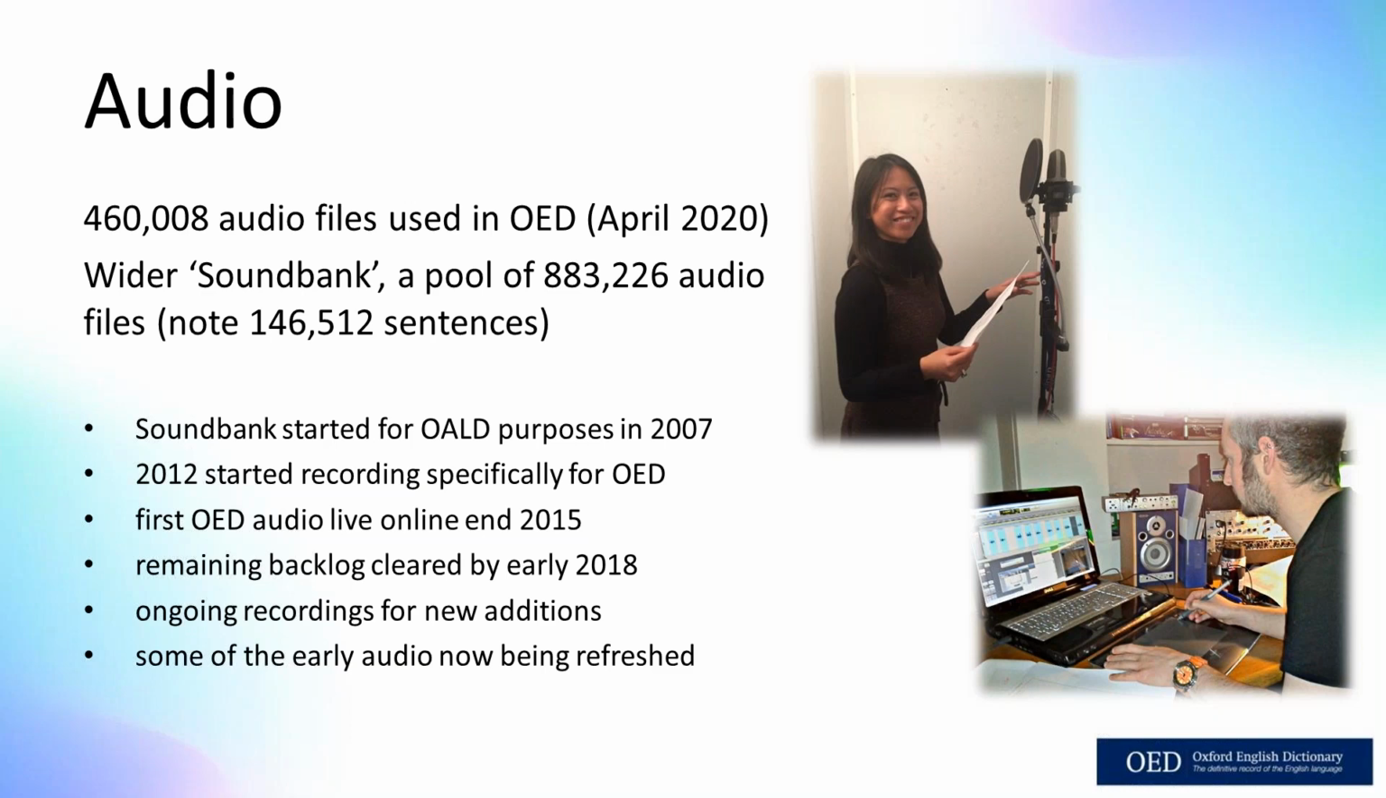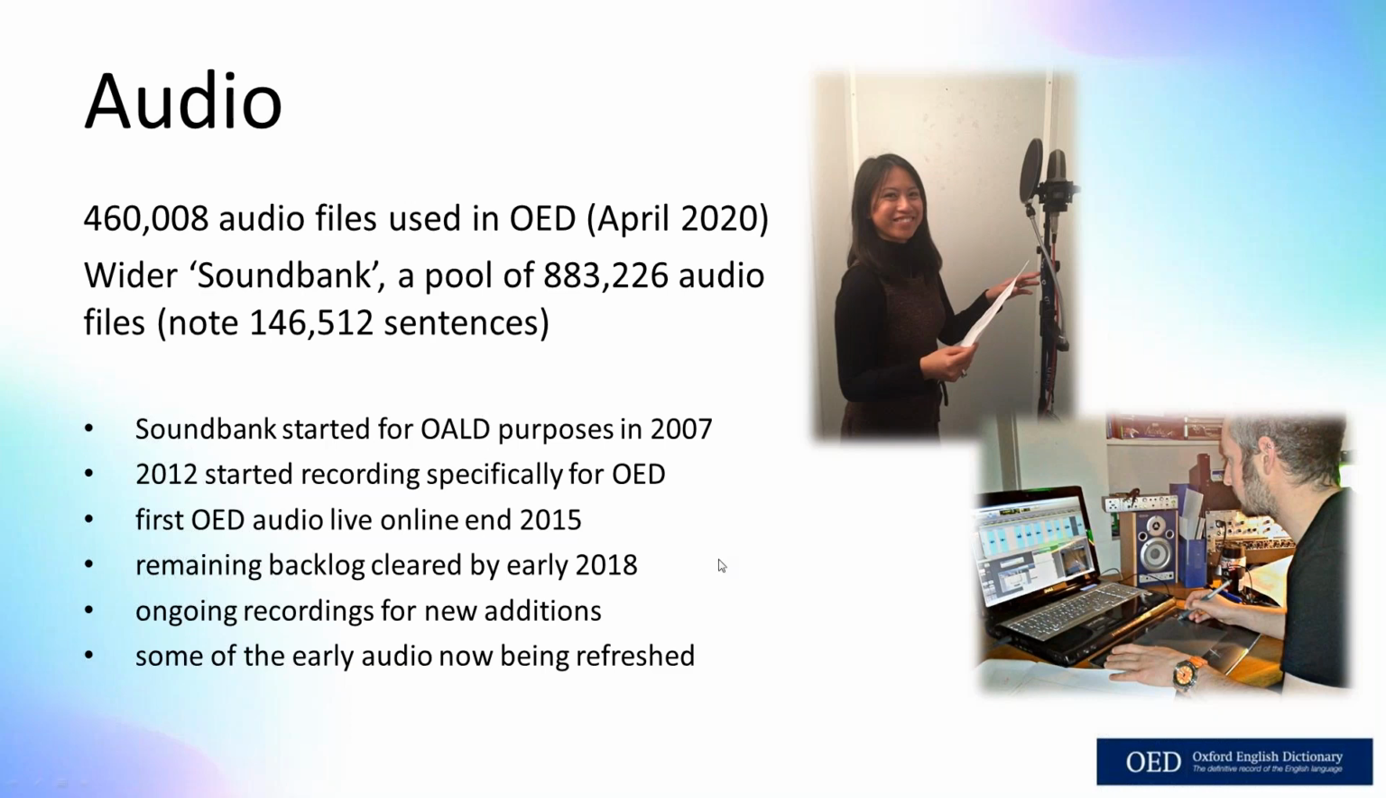Now, this is called the sound bank, and the files are used across several OUP dictionaries. The sound bank was started for the Oxford Advanced Learners Dictionary in 2007. In 2012, we started specifically adding the extra pronunciations required for the OED, and that's how I came to be involved with OUP and the OED. These went live online at the end of 2015, and work continued so that around 2 years ago, early 2018, we were largely up to date. And now we focus on the recordings needed for the continuing additions and edits, with some of the early audio now being refreshed as well.